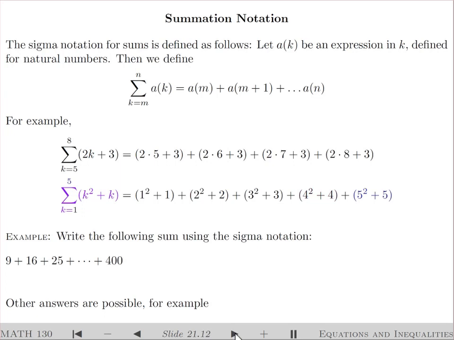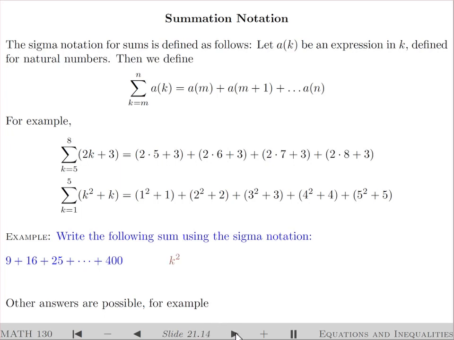You should also be comfortable going in the reverse direction. Take a sum written in longhand and write it using the sigma notation. For this, first you have to guess the pattern. So if you look at the numbers 9, 16, 25, up to 400, it looks like they are squares of whole numbers, 3 squared, 4 squared, 5 squared, etc.